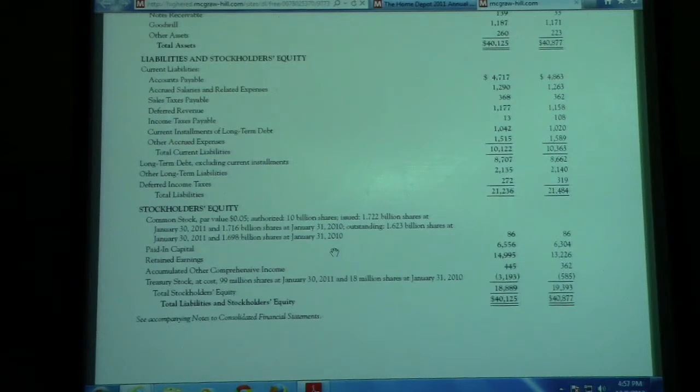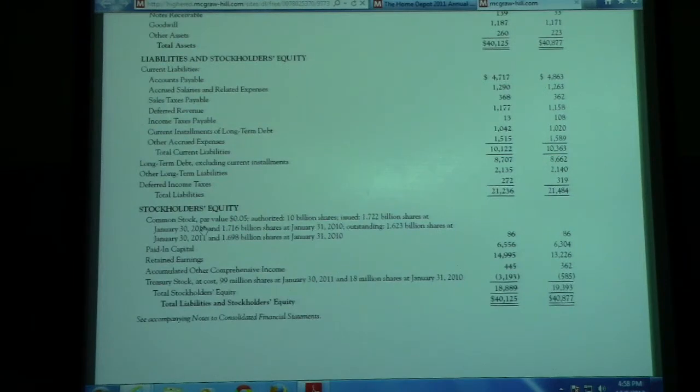So first is the number of shares that were authorized. It tells us that common stock par value of 5 cents authorized 10 billion shares. So if we look at that, we can already cross out letter C. Letter C couldn't be correct because we have 10 billion shares that are authorized. The next part was how many shares were issued. If we keep reading on, we find that 1.722 billion shares were issued in January 30th, 2011. So now we've narrowed our answers down to either B or D.